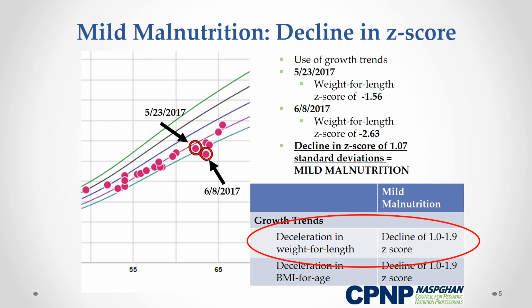Rather than stating that the weight for length decreased to below the 5th percentile, we are able to specify to exactly what degree the weight for length decreased by using the Z-score.